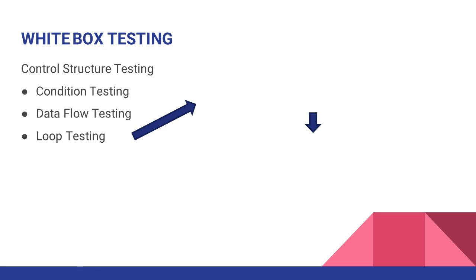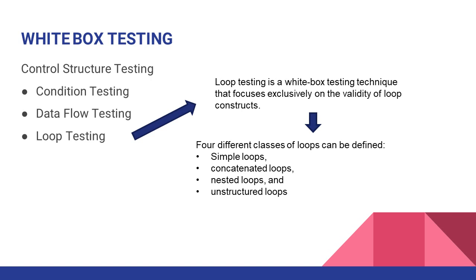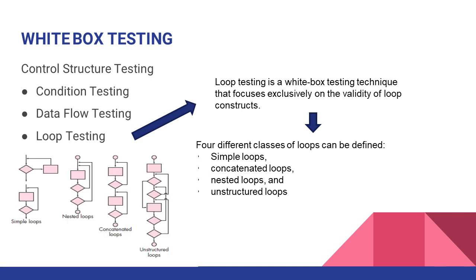Loops are the cornerstone for the majority of all programs implemented in software. Loop testing is a white box testing technique that focuses exclusively on the validity of loop constructs. Four different classes of loops can be constructed: simple loops, concatenated loops, nested loops and unstructured loops. So, the following set of tests can be applied to each class of loop.